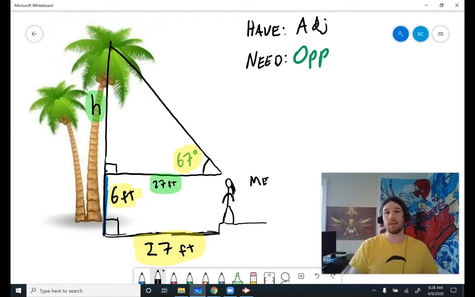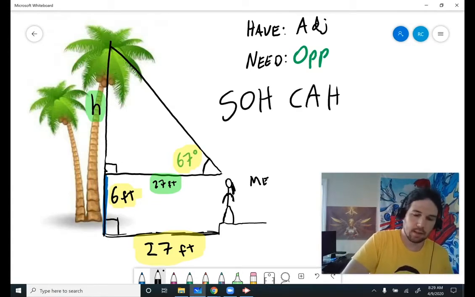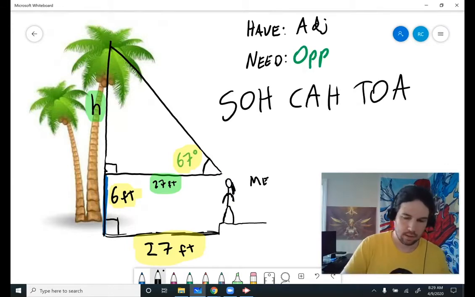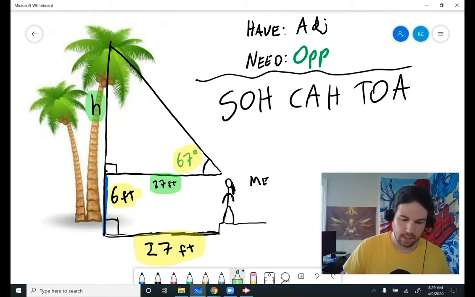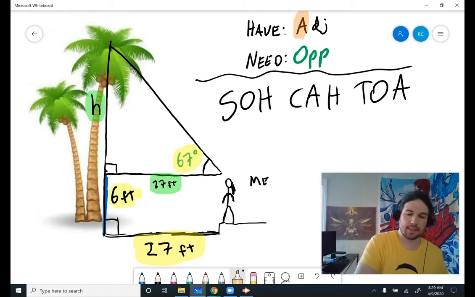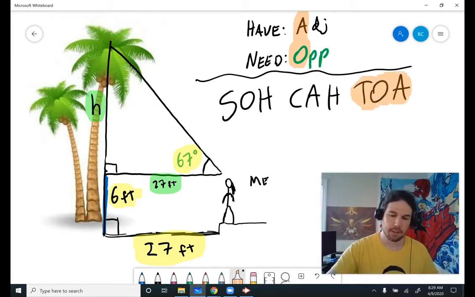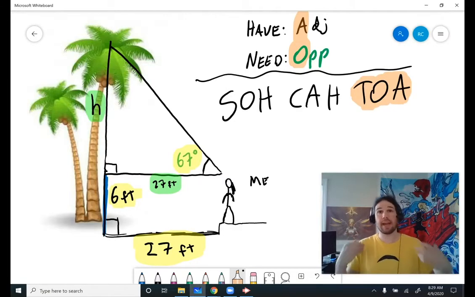Okay, so we know what we've got. We know what we need. The next step is SOHCAHTOA. Yes, I write it every single time. So we've got the adjacent leg. We need the opposite leg. Which one of these three abbreviations has both A for adjacent and O for opposite? TOA is the only one that has both the thing that we have and the thing that we need.